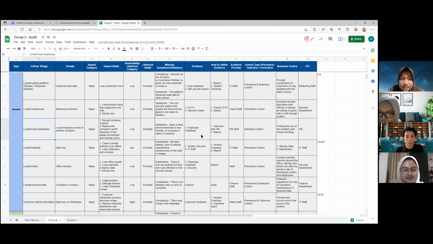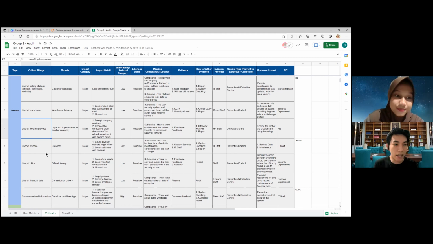The evidence is from employee feedback, gathered from HR interviews or also a report. The evidence provider is HR staff, and the control type is detective control. The business control is to find the root of the problem and do the bonding. The PIC is HR because HR handles all of the employees. The next one will be presented by Orivan.